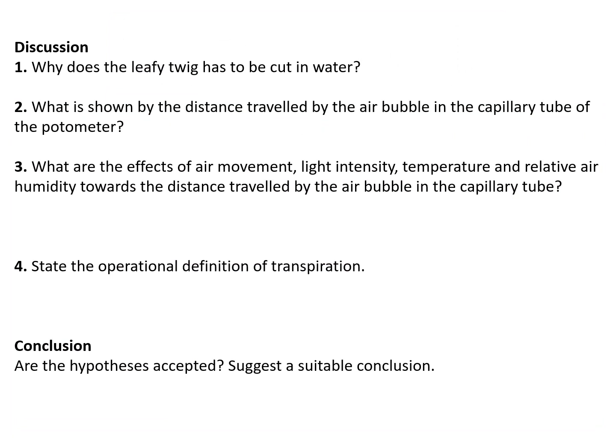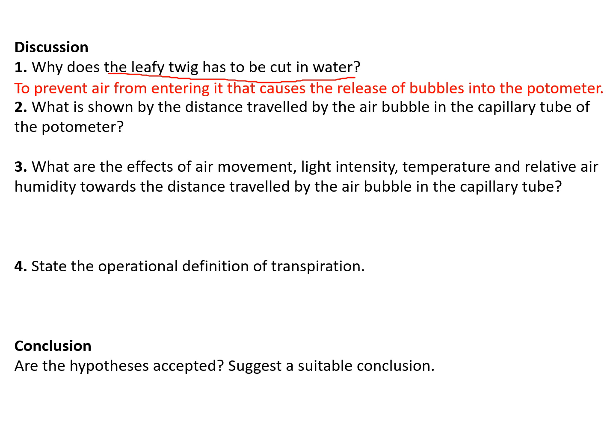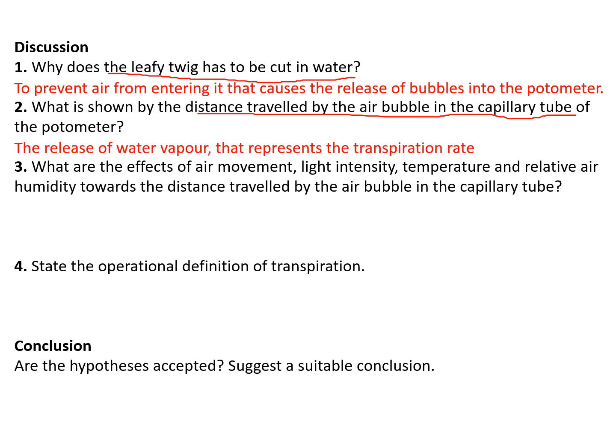Discussion question. Why does the leafy twig has to be cut in water? To prevent air from entering it that cause the release of bubble into the photometer. What is shown by the distance traveled by air bubbles in the capillary tube of the photometer? The release of water vapor represents the rate of transpiration.